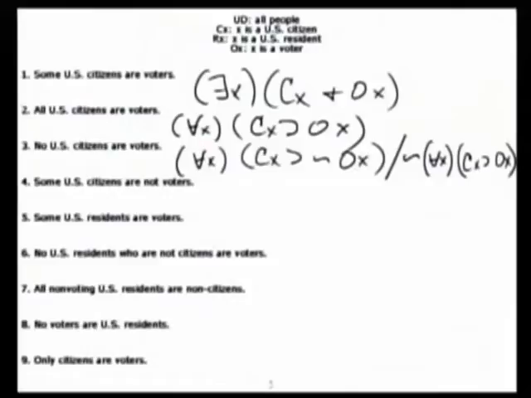Could you say not existential quantifier CX and OX? Yep. So here is an alternative. It's not the case that there is a person who is both a U.S. citizen and a voter.